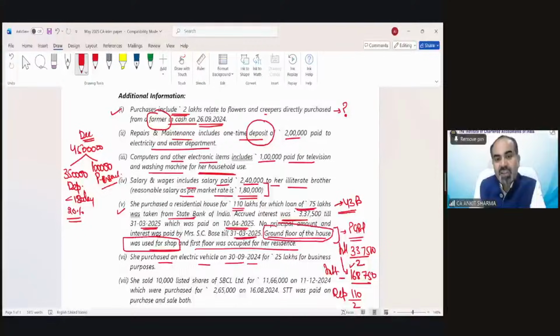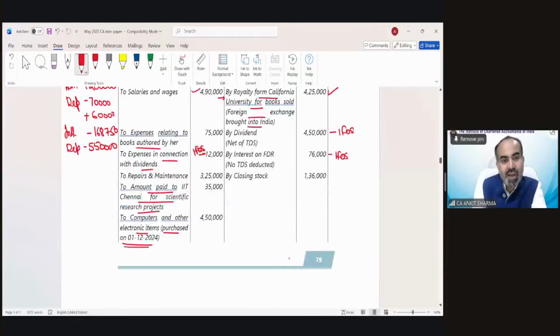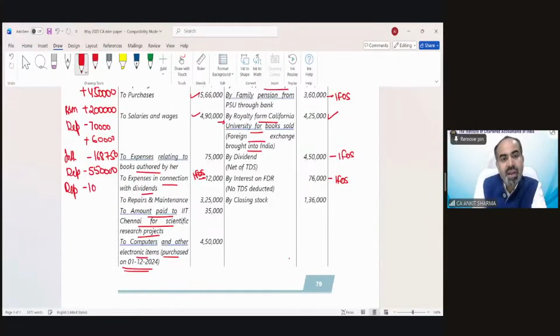She purchased an electric vehicle on 30th September 24 for 25 lakh for business. So we can claim the depreciation on it at the rate of 40%. On 25 lakh, it would be 40%, 10 lakh. So depreciation on electric vehicle would come to 10 lakh rupees. I guess we have done everything.